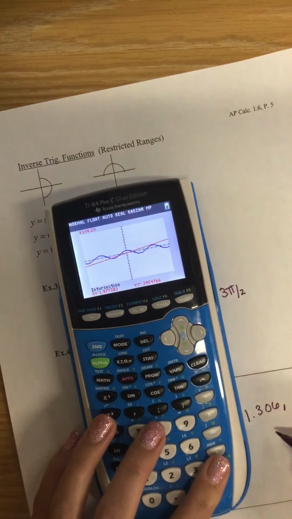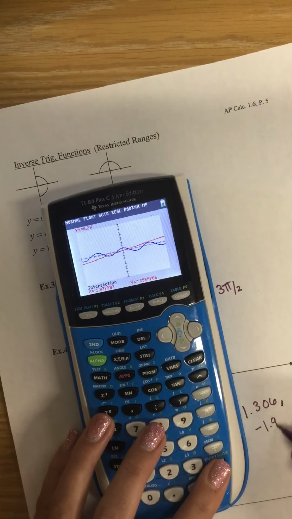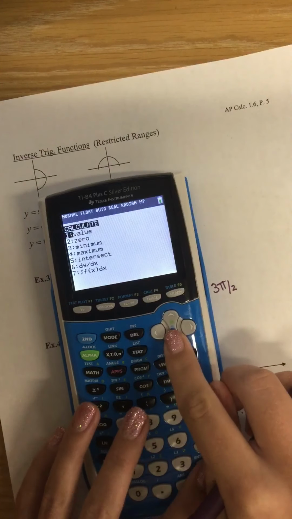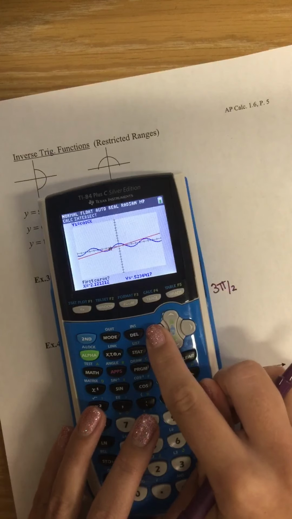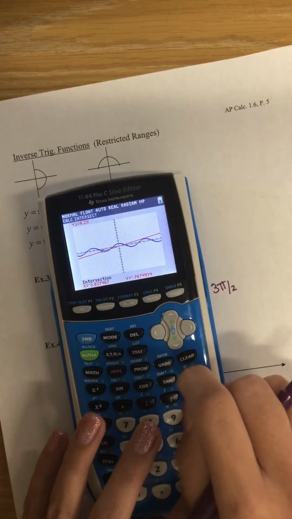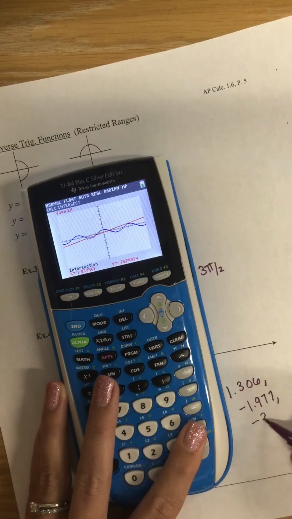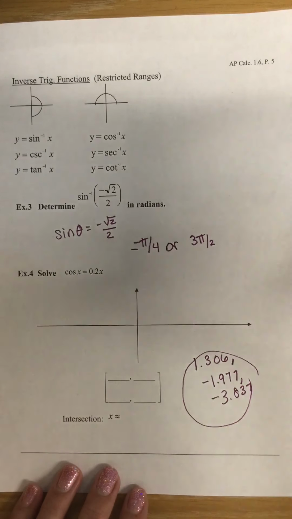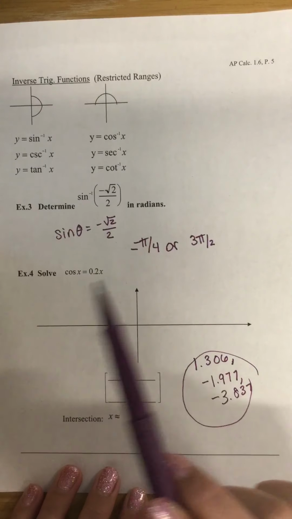And we have it at negative 1.977. And remember, we're rounding to 3 decimal places. And our last intersect is over here, negative 3.837. Those would all be solutions to my graph here, where those two are meeting.